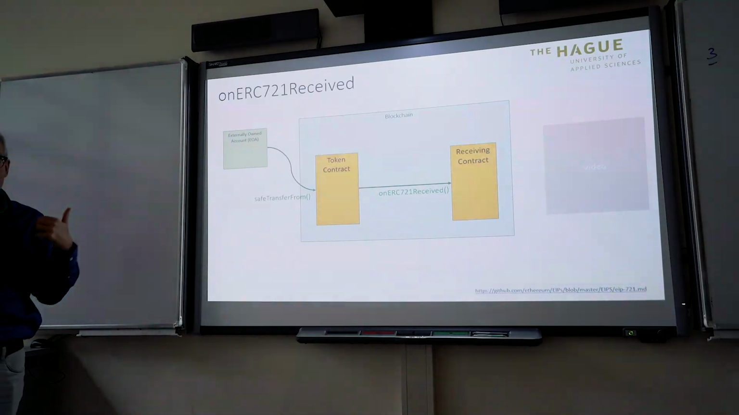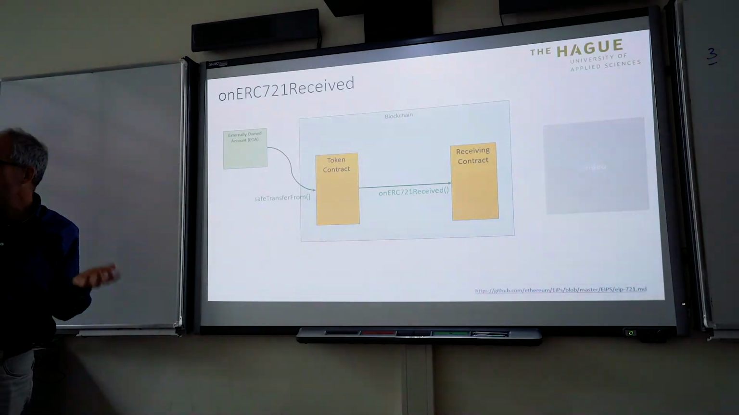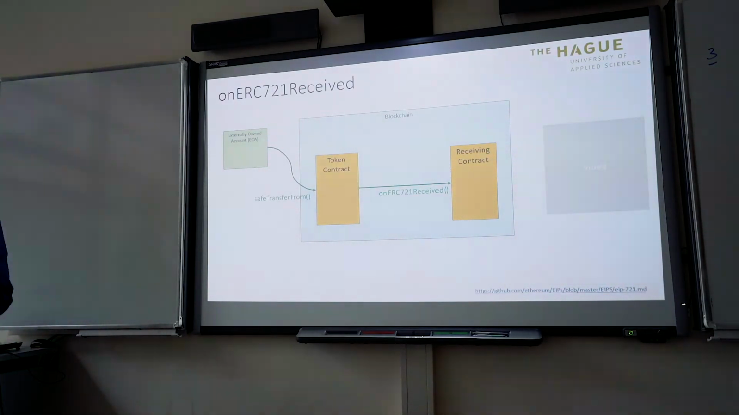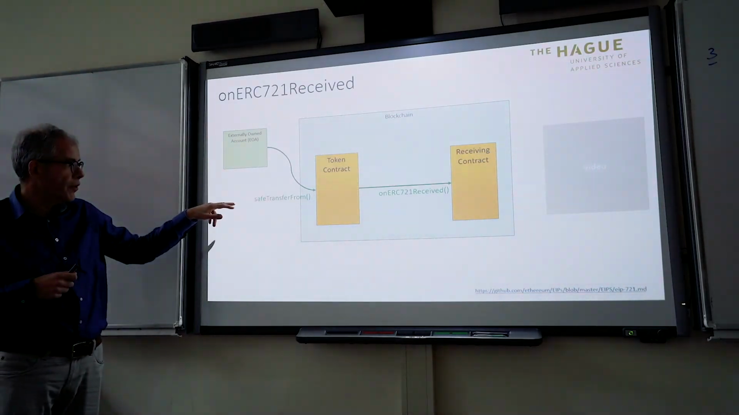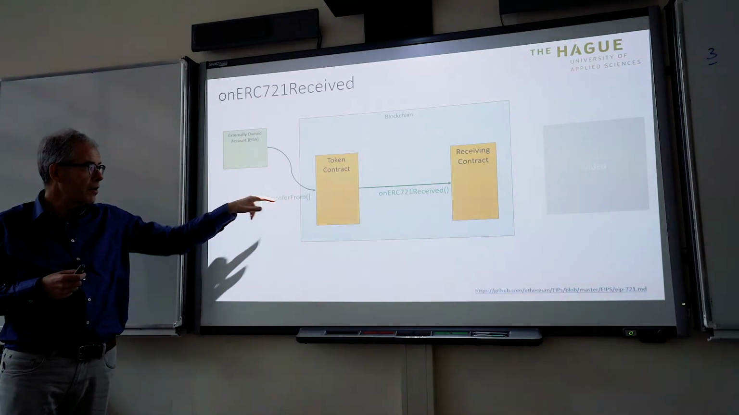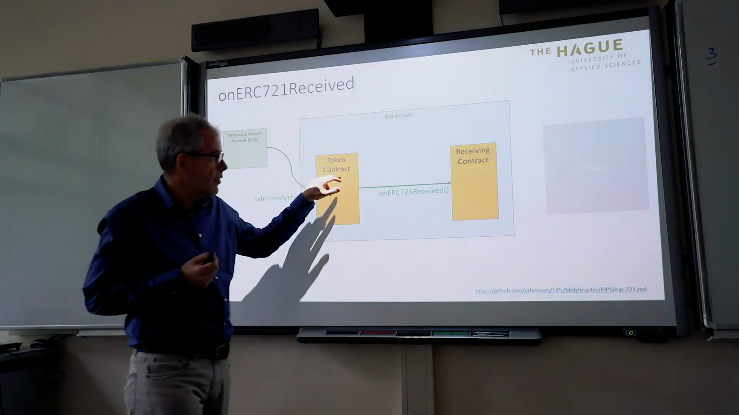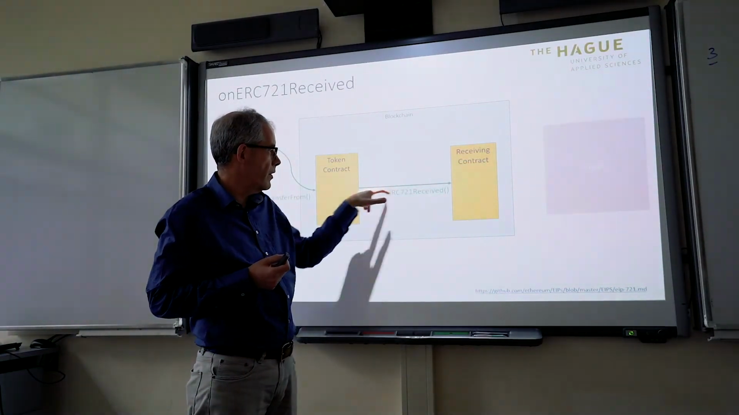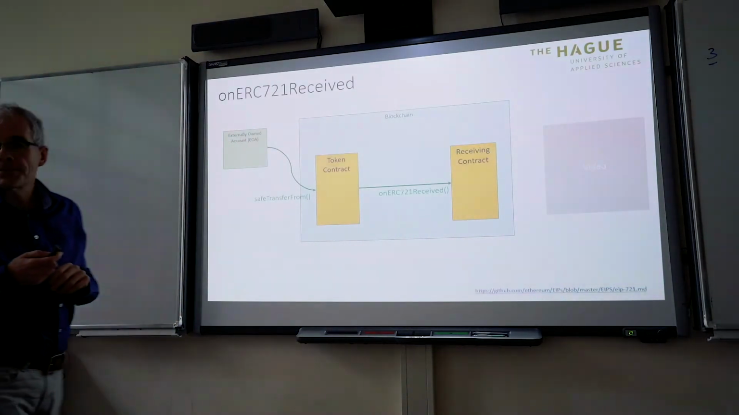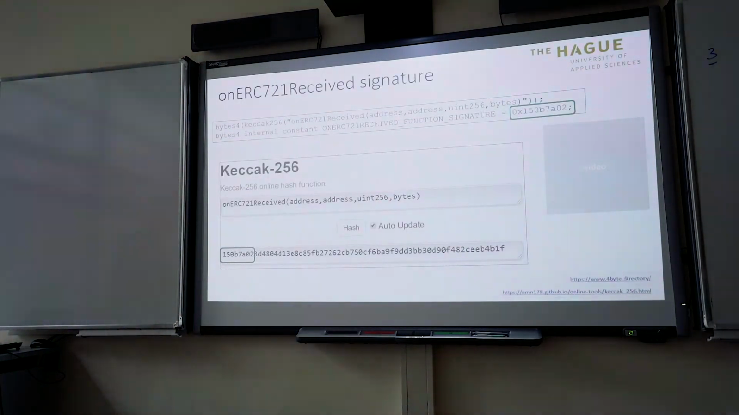Now we're going to the receive part. So that's the security measure if you want to send a token to a contract. You want to make sure that the contract is able to receive the tokens and do something with it, display it on the screen or whatever. So to transfer the tokens you use safeTransferFrom. The safe is the important part. And the token contract then calls this function on the receiving contract.